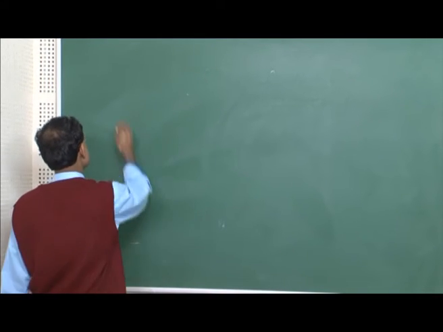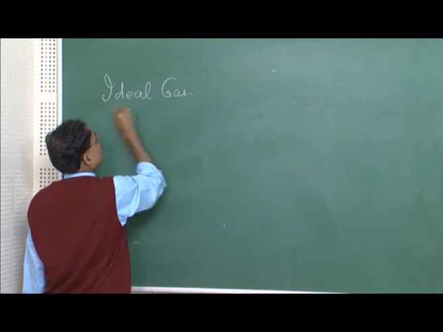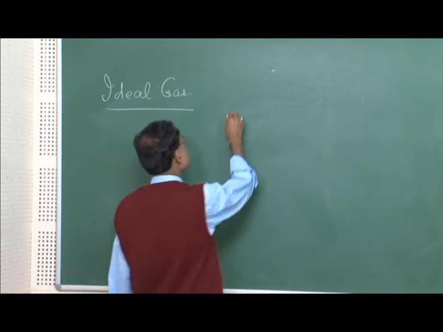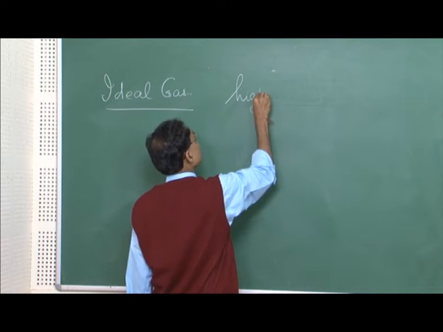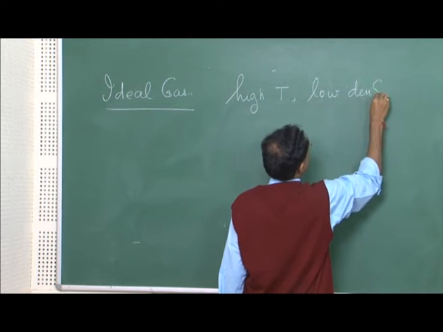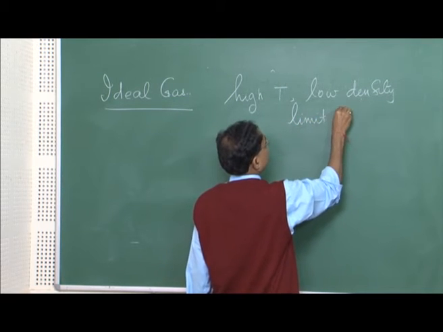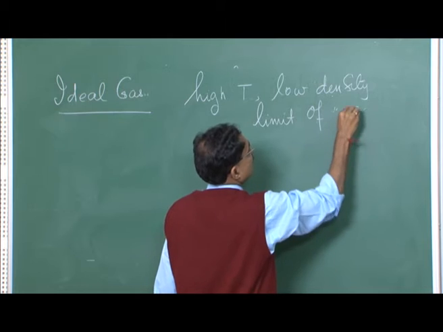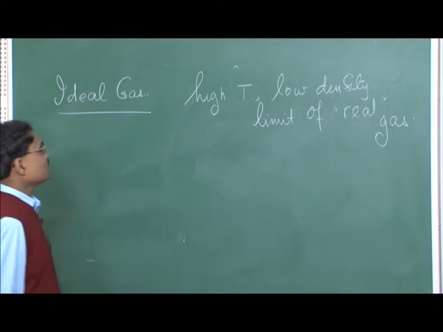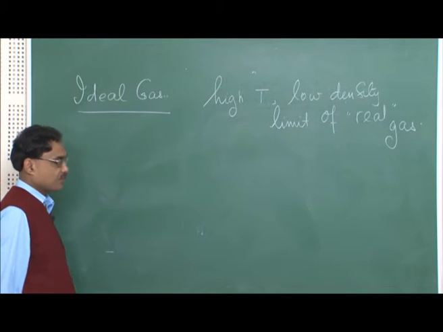Quick recapitulation: an ideal gas, I said, is a limiting situation of a real gas, the limit of a real gas at high temperature and low density. Okay. This is your ideal gas and it is the high T and low density limit of a real gas.